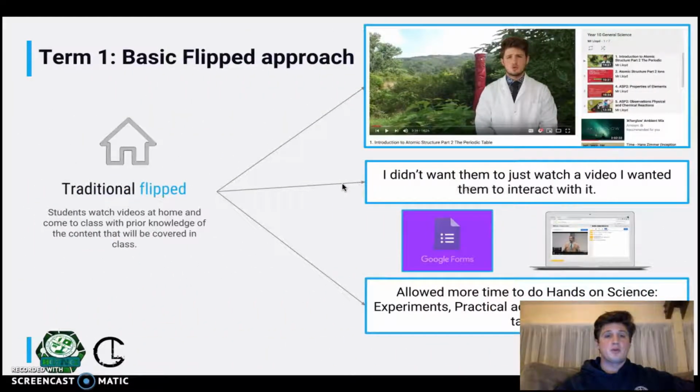So as I said before, I wanted to implement a basic flipped approach, the traditional flipped model, and here are a few things that I did. Creating content videos, using Google Forms as the main means to create accountability, and the deal with the students was, if they did watch the videos and got good scores on their quizzes, we would do hands-on science every single lesson, as the topic was atomic structure. So a lot of chemistry, so some cool experiments that we could do.